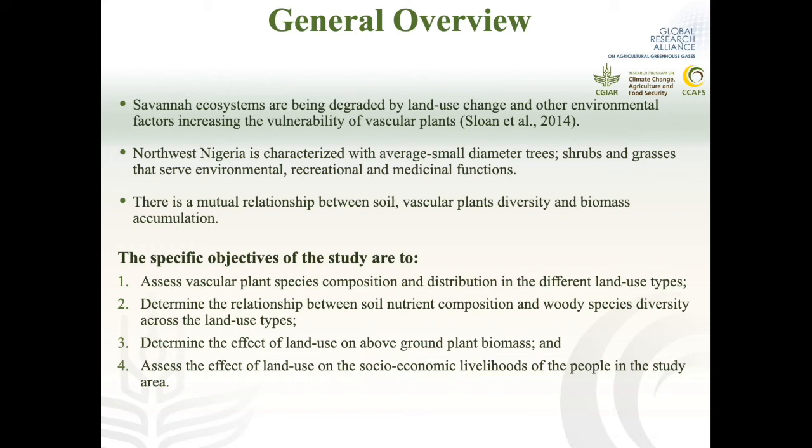One, to assess vascular plant species composition and distribution in different land use types; two, to determine the relationship between soil nutrient composition and woody species diversity across the land use types; three, to determine the effect of land use on above ground plant biomass; and lastly, to assess the effect of land use on the socioeconomic livelihoods of the people in the study area.